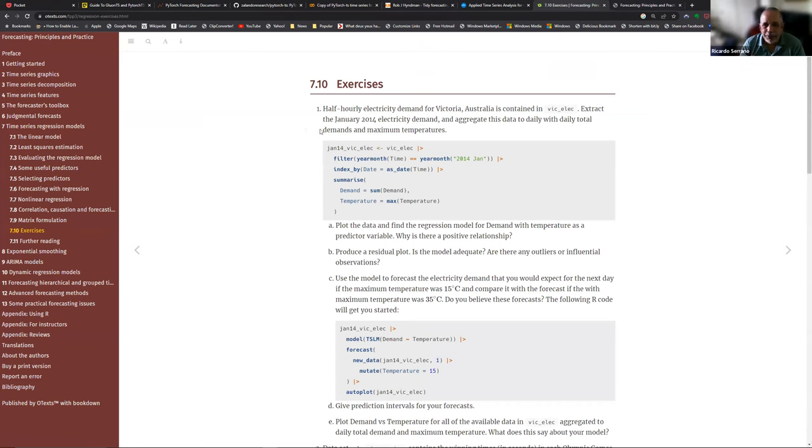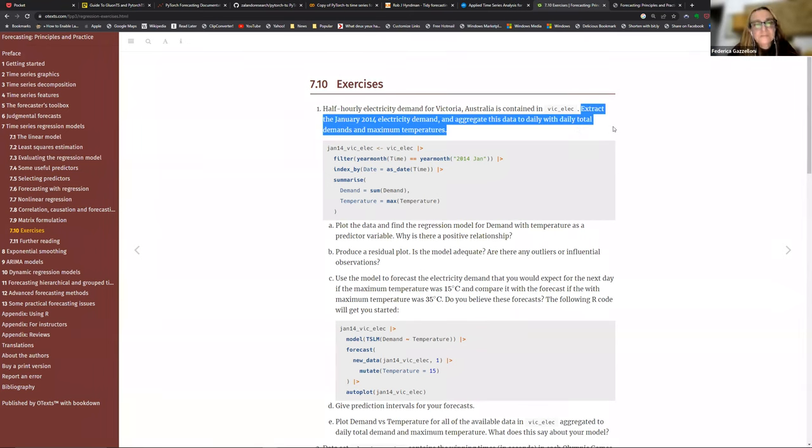The number one. It says, half hourly electricity demand for Victoria, Australia is contained in vic_elec. That's the data set. Extract the January 2014 electricity demand and aggregate this data to daily. In other words, because it's half hour, you're going to group by date, right? To get the daily component. And then you're going to summarize the demand by total daily demand.